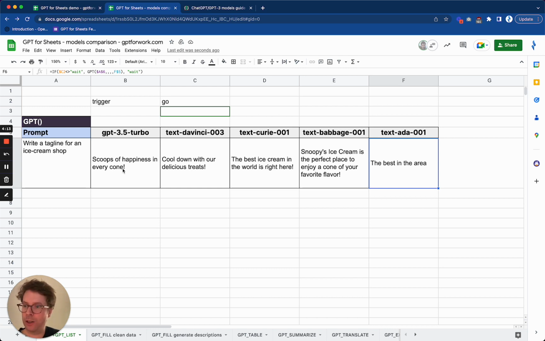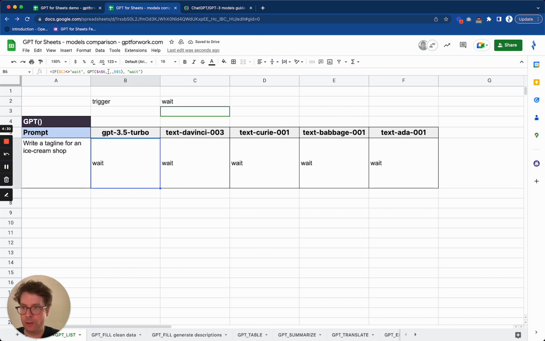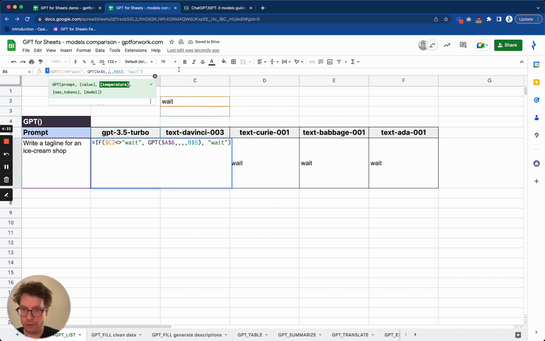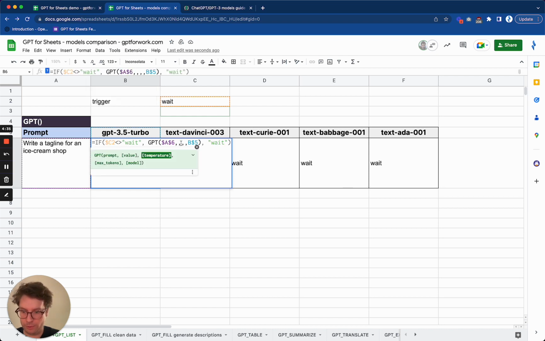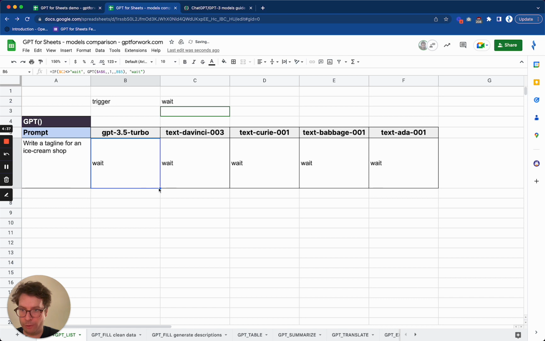I have to clarify that this was generated with temperature 0. As you know, temperature controls the creativity of the model. So we could do this again: I'll put it back to wait and then modify the formula to add a temperature of 1. I will do that, 1 here. I will drag the formula to the right so that we have a temperature of 1 everywhere. Just checking that everything worked. Okay, and now let's go again.